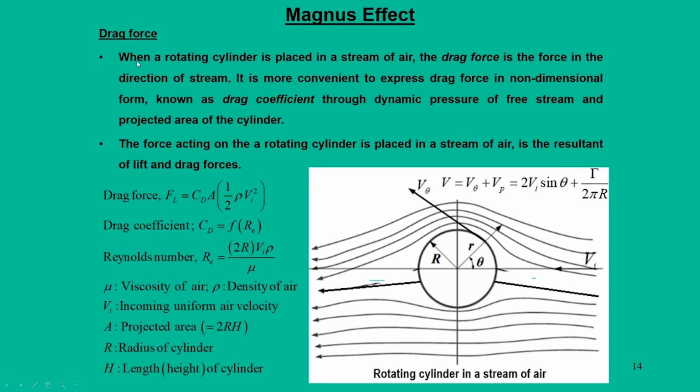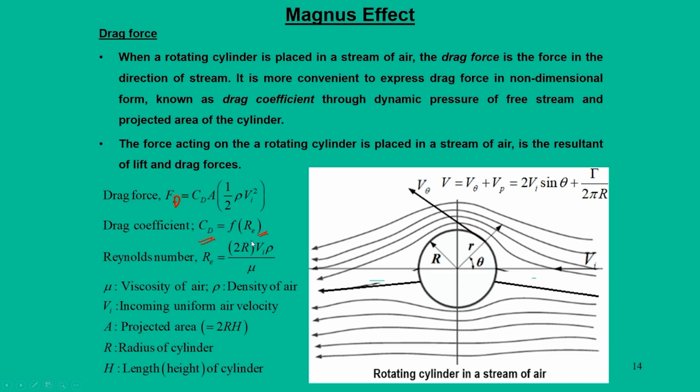So, in other words, when a rotating cylinder is placed in a stream of air, the drag force is the force in the direction of the stream. Now, in this particular case, your drag force will be 0, because the Magnus force does not give an indication of the drag force. But in a general way we say the drag force F_d is equal to C_d times A times half rho V_I square, and essentially this drag force is also a function of Reynolds number.